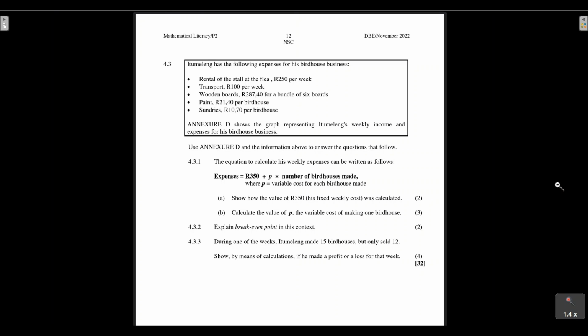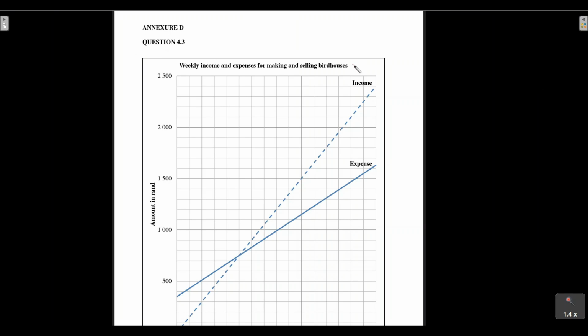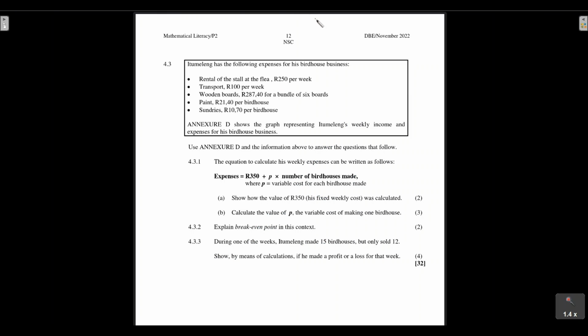And like I mentioned, in this video tutorial we're going to be dealing with just question 4.3, where we're going to have a look at an extra D to help us answer the questions that are given to us. Here I'm going to define what a variable cost is, what a fixed cost is, and explain what a break-even point is, and how we can use the break-even point to help us determine whether a profit or a loss occurs.